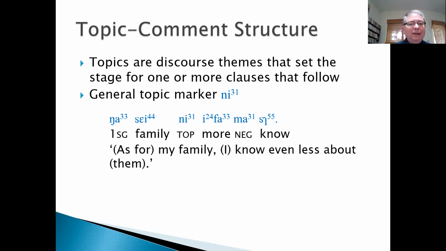Nga sei ni, ifa masu, which translates as for my family, I know even less about them, right? So nga sei, my family, is topicalized. And then we've got the main clause. Notice that there are no nouns in the main clause because of zero anaphora, and also because the topicalized noun is one of those arguments, and it's already been mentioned.